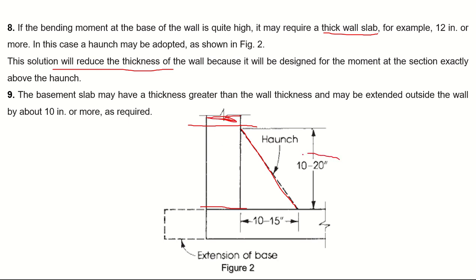and the height of the haunch may vary from 10 to 20 inches, and its length may vary from 10 to 15 inches. The basement slab may have a thickness greater than the wall thickness, and it may be extended outside the wall by about 10 inches or more as required. So it all depends upon the requirements, basically the stability requirements, and the experience of the designer and the executing team. So I hope you have learned the design.